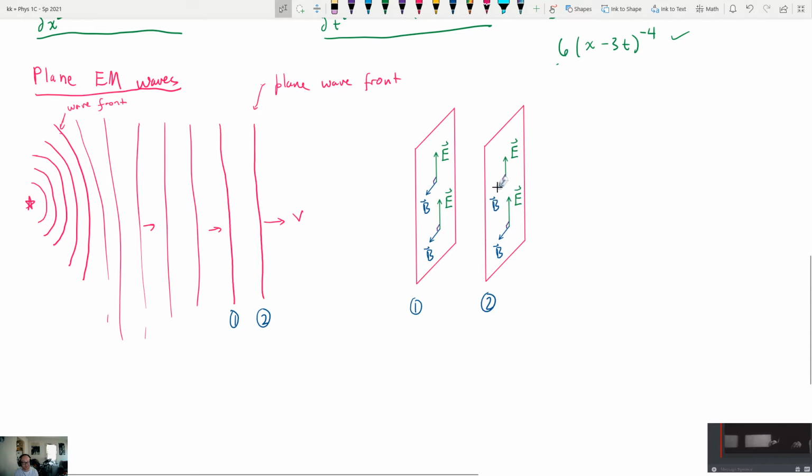We're going to find that there is a fixed ratio between these two, which is related to the speed of light. Maybe the magnetic field gets a little bit smaller. And then, same thing down here.